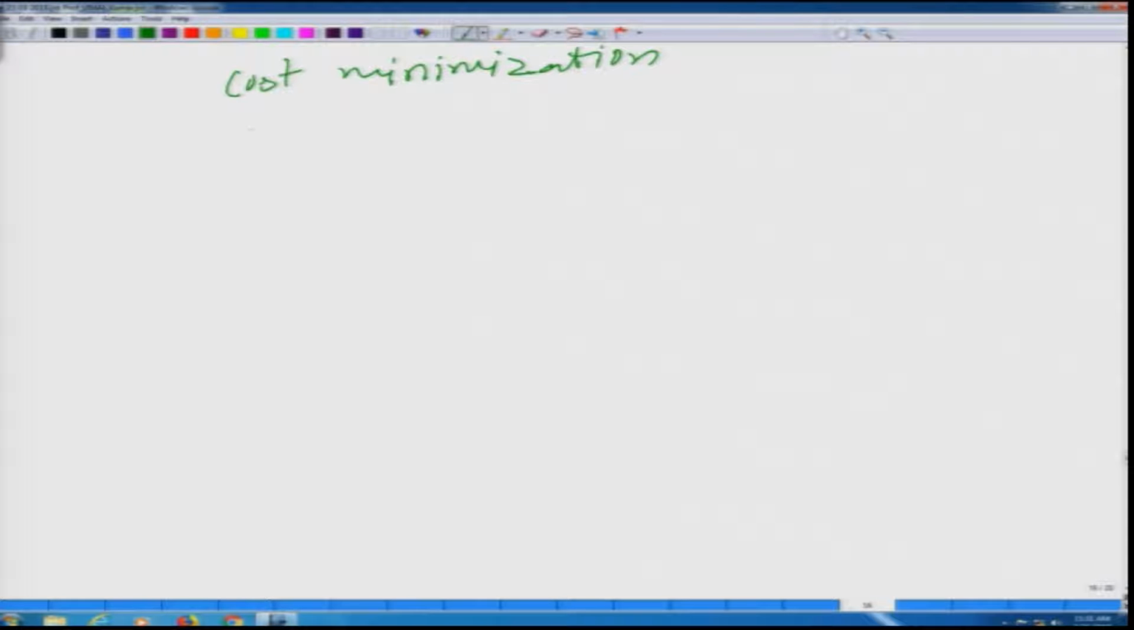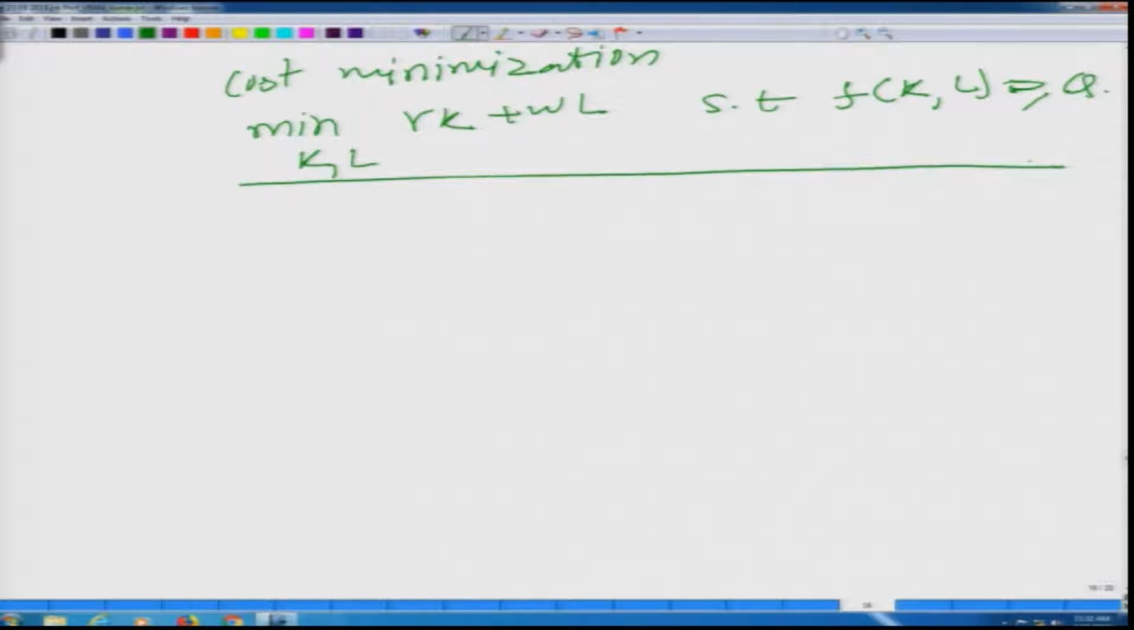is basically minimize Rk plus WL with respect to K and L such that output is greater than or equal to Q. The point that should be noted is that the cost minimization does not depend on the price of the output in the market. Okay. So, we have already learned that for the cost minimization, we draw the isocost lines.